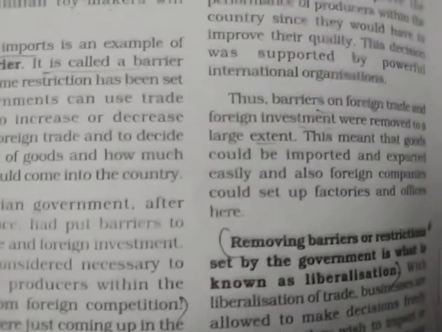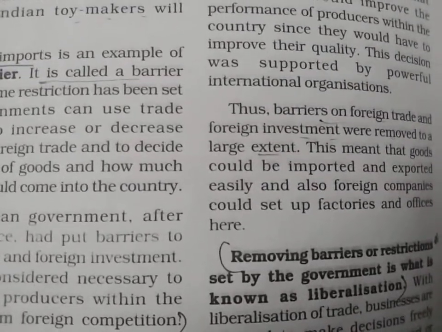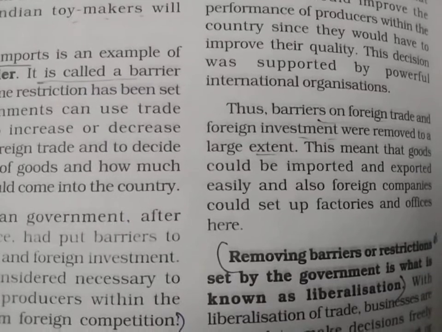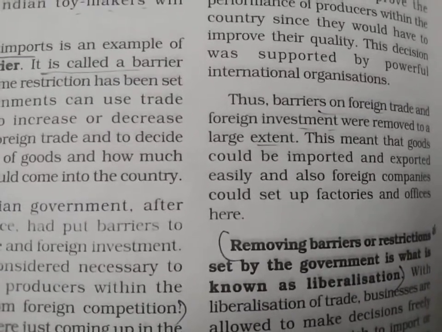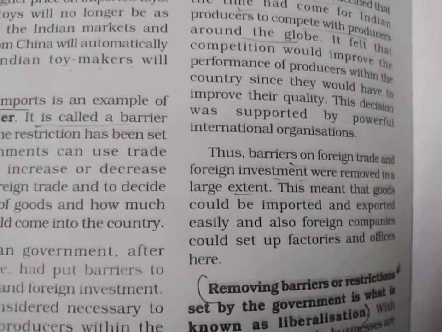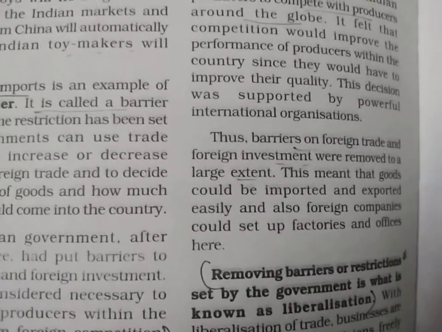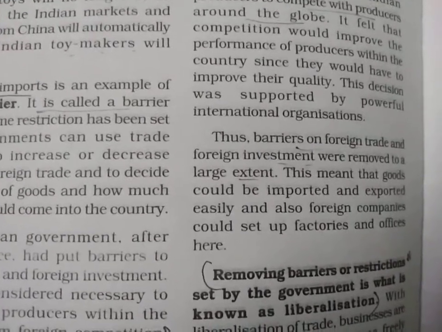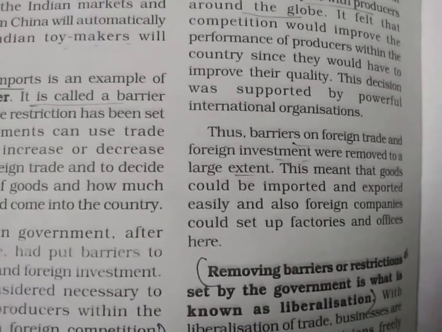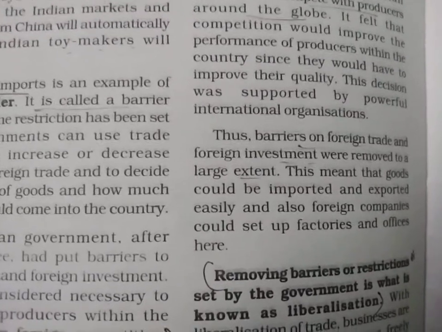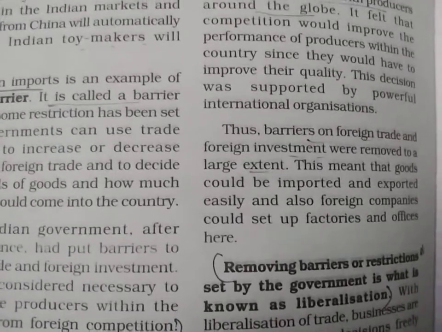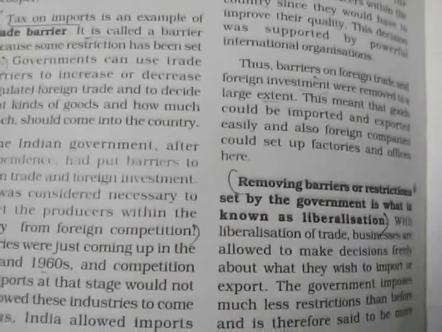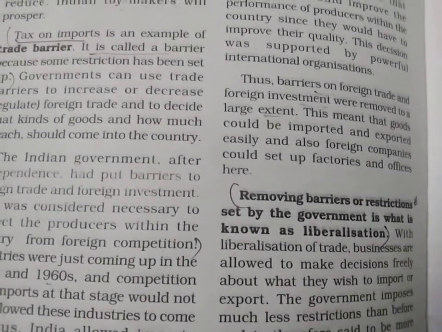Now, it felt that the competition would improve the performance of the producers within the country, since they would have to improve their quality, and this decision was supported by powerful international organizations. So, around 1991, the government of India decided to support the local companies, so that the local companies can face the competition, increase their product value, and improve their quality. In this way, these Indian companies can come up as big companies. Thus, the barriers to foreign trade and foreign investment were removed to a large extent.